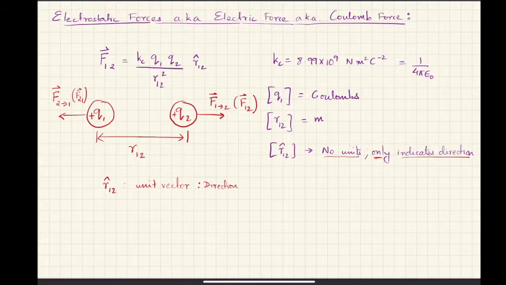So what it indicates is the direction of 2 looking from 1. Okay, so if I am standing on 1 and I'm looking at 2, then what is the direction that I'm looking in, right? So if I'm standing here on 1, and I am trying to look at 2, then the direction I am looking at is in that direction. Okay, so R12 hat represents that.